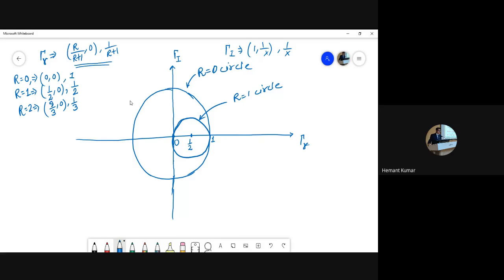Sorry, it will be 2 by 3. 2 by 3 will be somewhere here, around 0.67, at this point. And the radius, how much radius? Radius is 1 by 3. So this distance is 1 by 3.